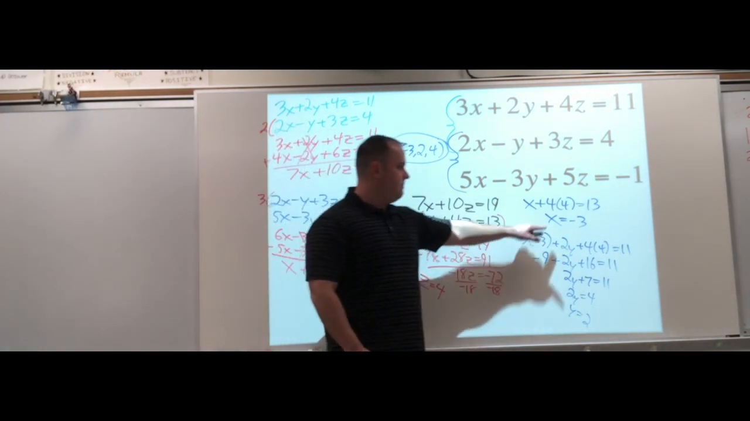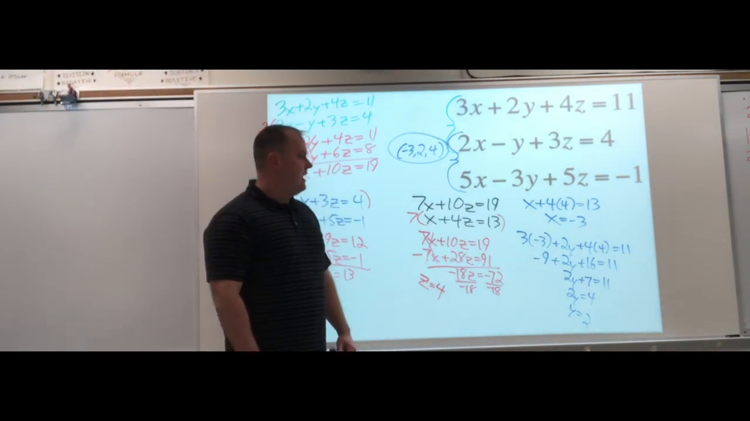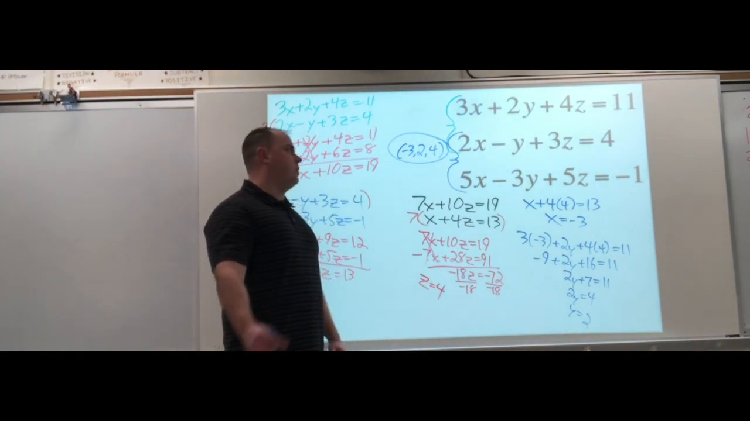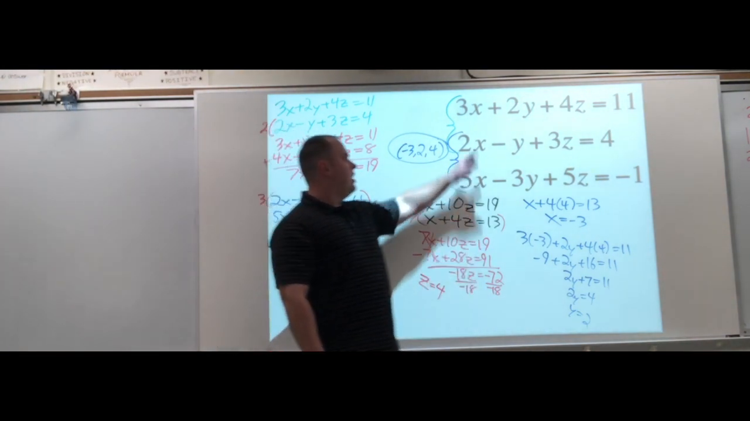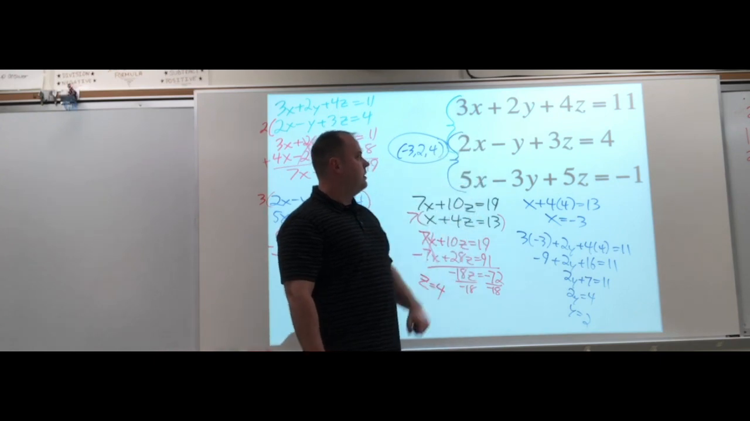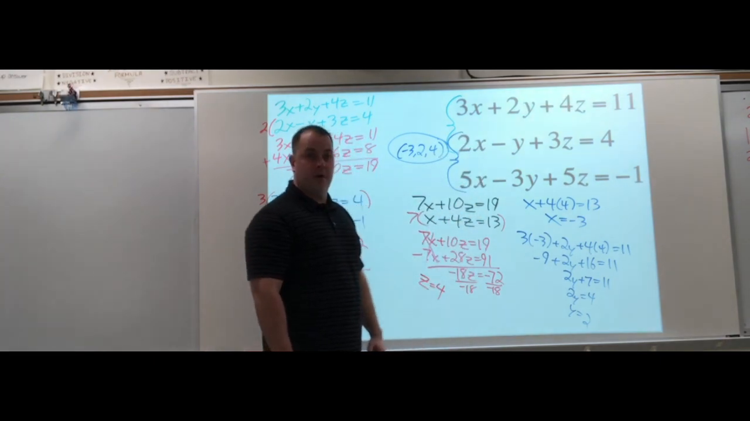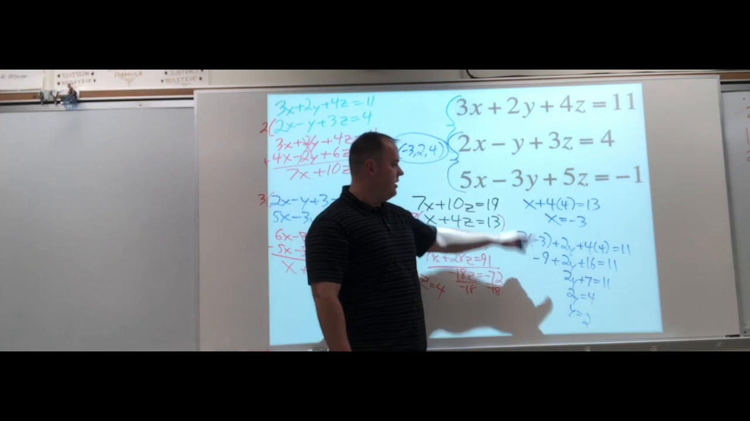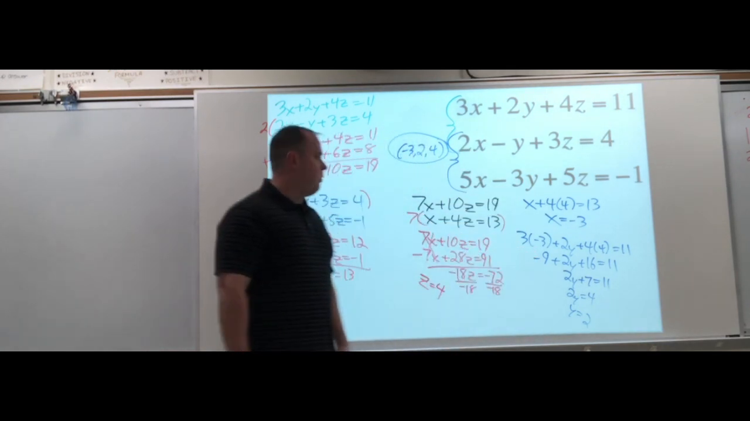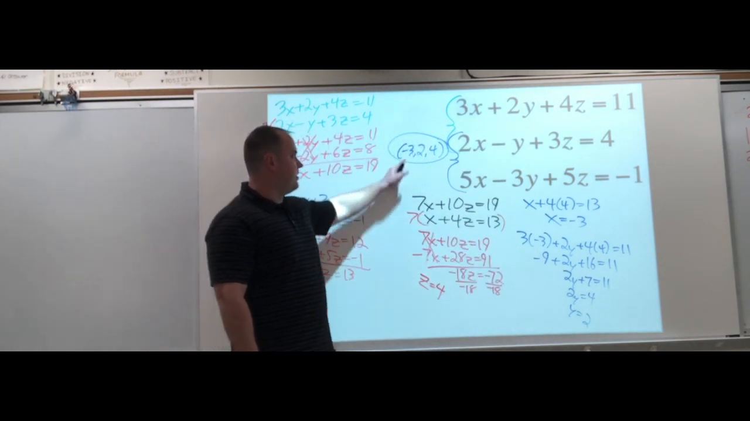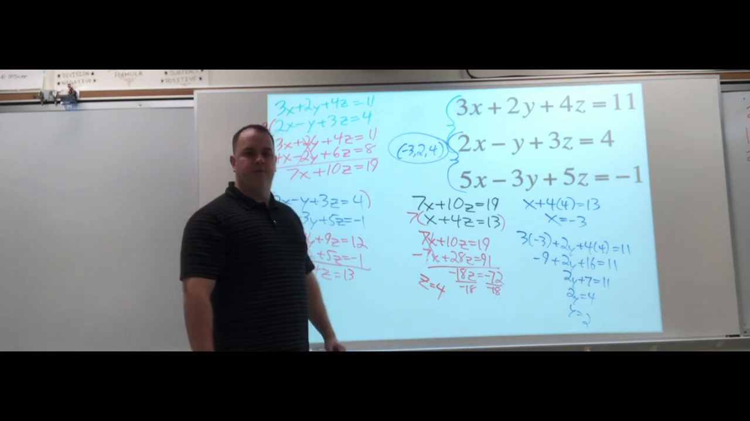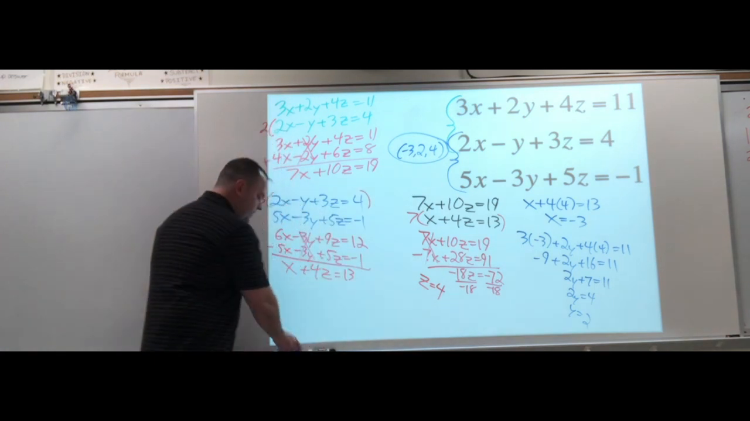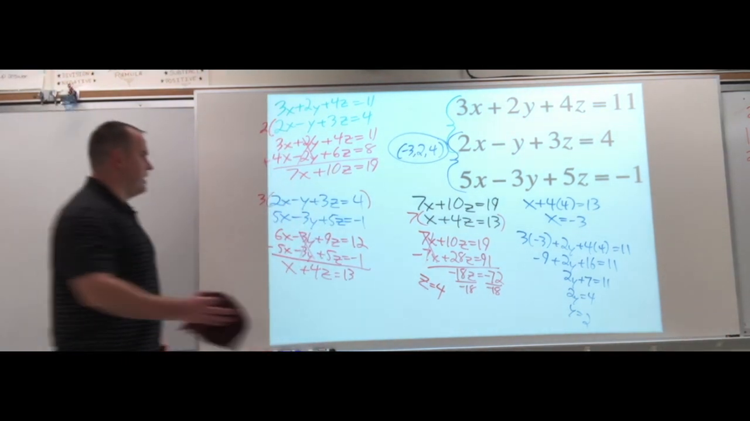I found my z, I found my x, and with those 2 variables, I'm going back to one of the original 3 variable equations, and I'm finding my 3rd variable. So I picked the top one, I plugged in, found my y, and there was my answer. Negative 3, 2, and 4. Okay? So let's just look at those steps in writing real quick.